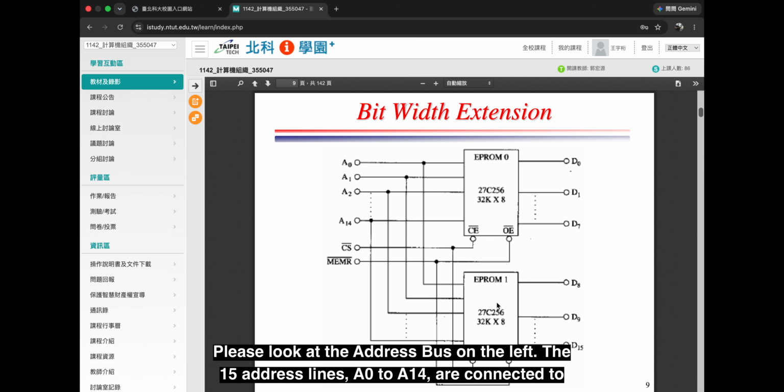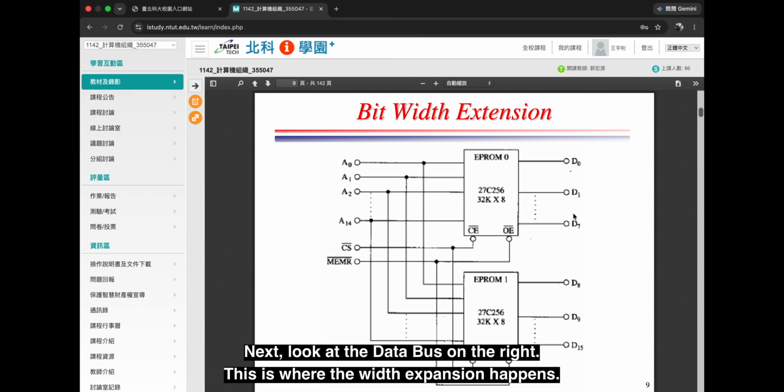Please look at the address bus on the left. The 15-bit address bus A0 to A14 are connected to both EEPROM 0 and EEPROM 1 simultaneously. This means when the CPU sends an address, both chips are activated at the same time to access the same memory location internally.